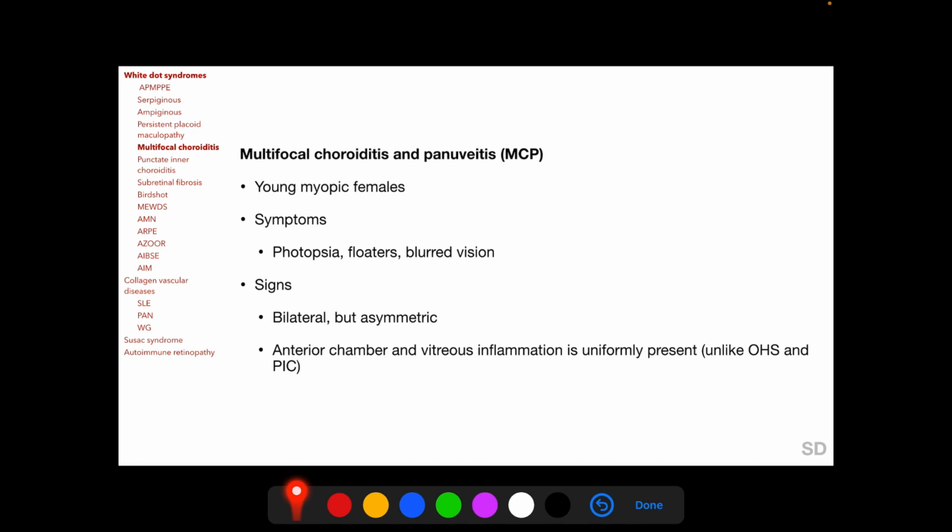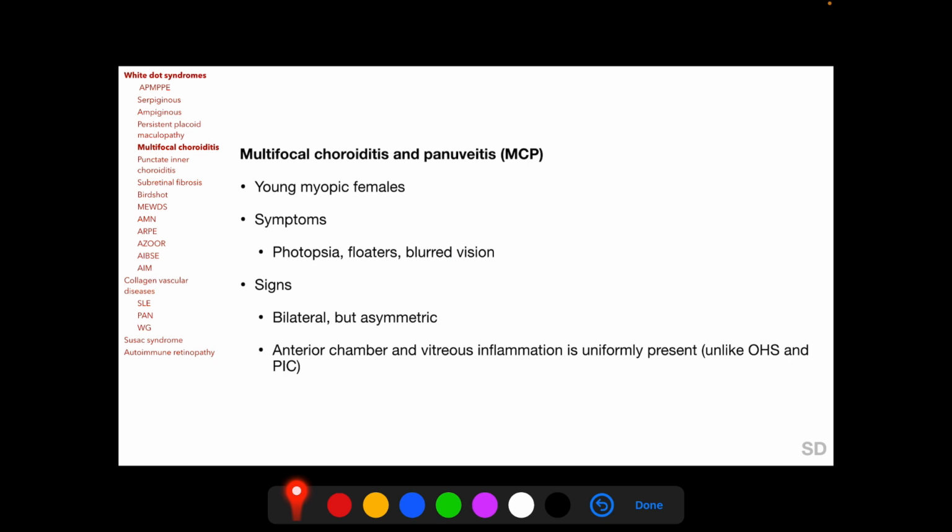Multifocal choroiditis and panuveitis is another white dot syndrome entity, and it typically occurs in young myopic females. And there are 3 white dot syndrome entities which are more common in young myopic females: multifocal choroiditis, punctate inner choroiditis, and subretinal fibrosis. And patients with MCP also complain of photopsia, floaters, and blurred vision.